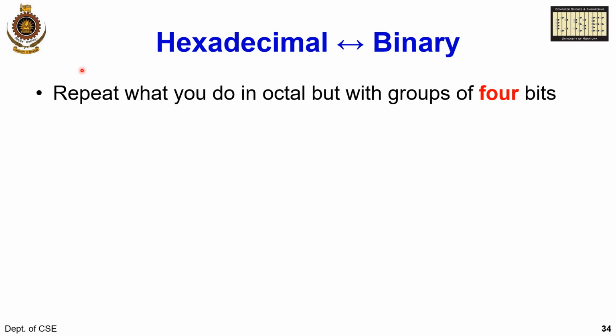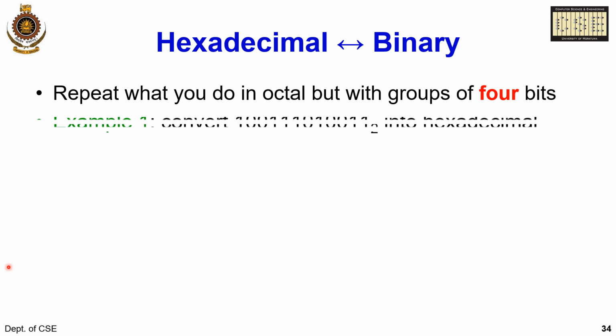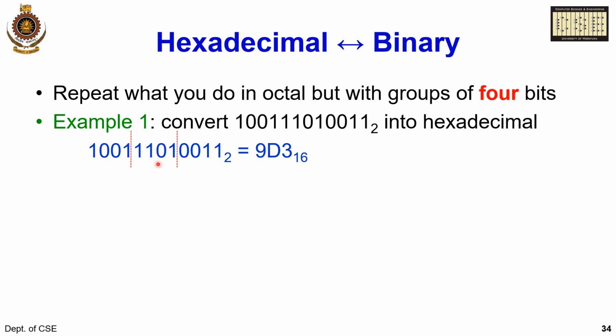In octal, since it was 2 to the power 3, we made groups of 3 bits. In the hexadecimal case, we make groups of 4 bits. That makes sense, right? Let's look at an example. So this binary value, how can we convert it into the corresponding hexadecimal value? Make groups of 4 bits each, and for each of the 4-bit groups write the corresponding hex value, right? 0011 means 3 in hex, 1101 means D in hex, 1001 means 9 in hex.